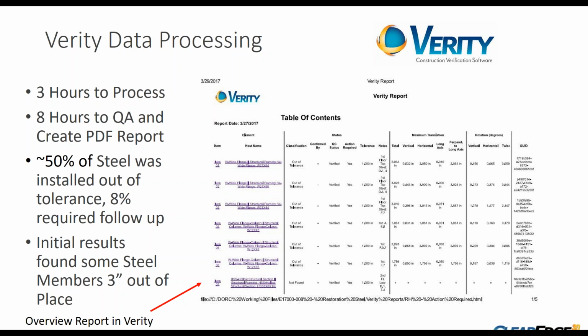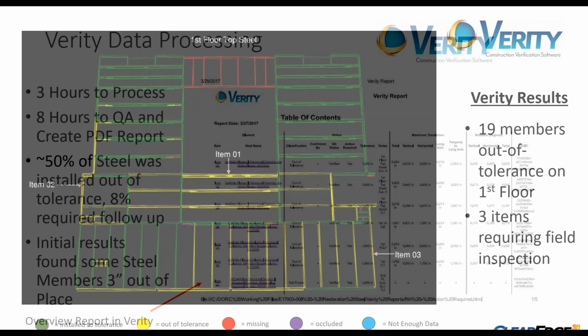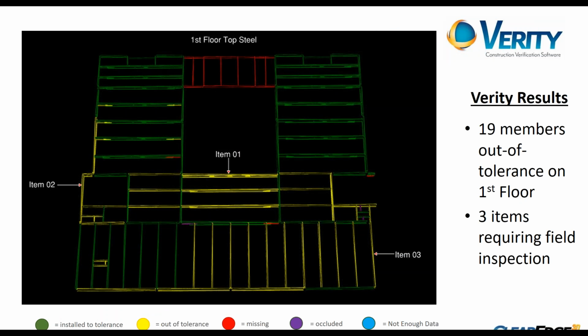I wouldn't have done it any differently, because it did flag some pretty far out of place pieces of steel in some of the areas, including a whole row that was 3 inches out of place. And you can see it going up the building, the more out of tolerance everything got. And on the next slide, you can actually see the results that came forward.